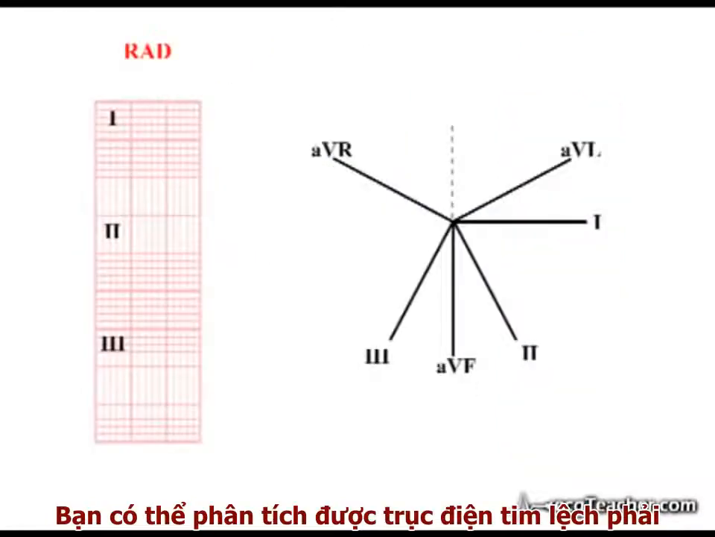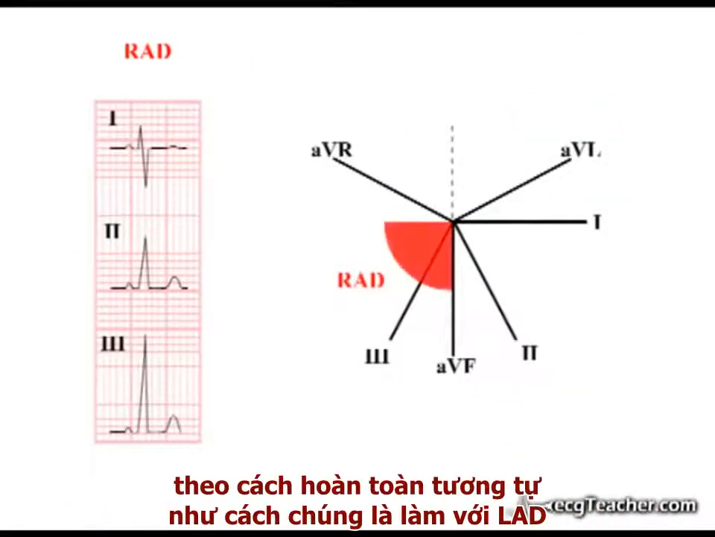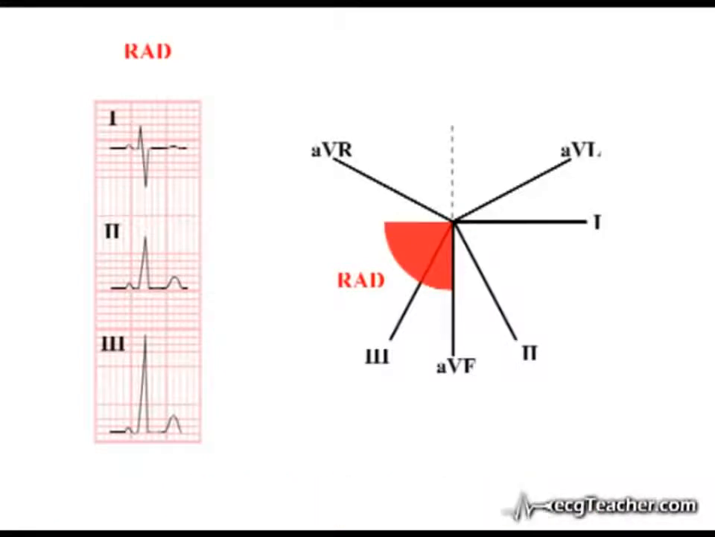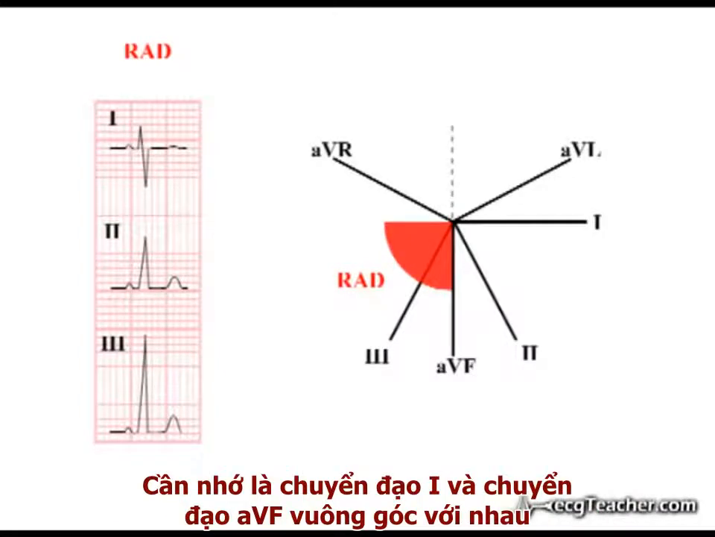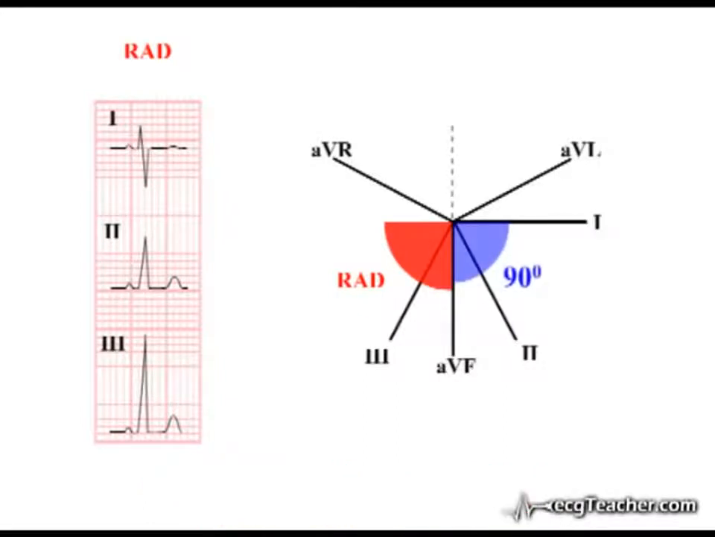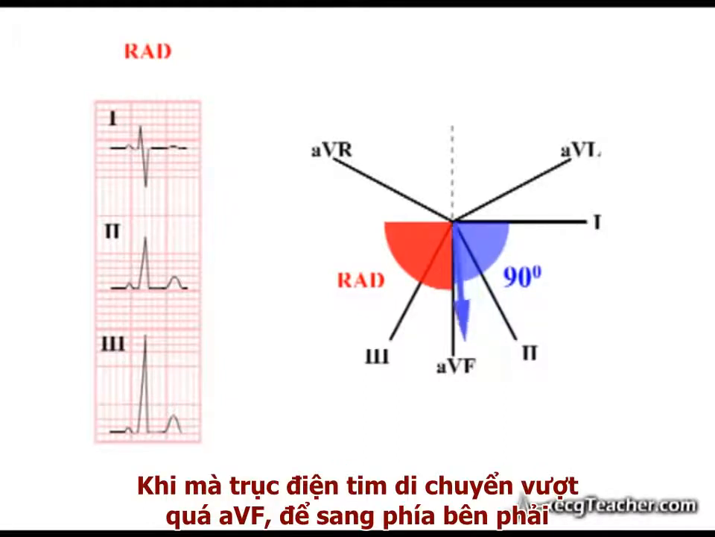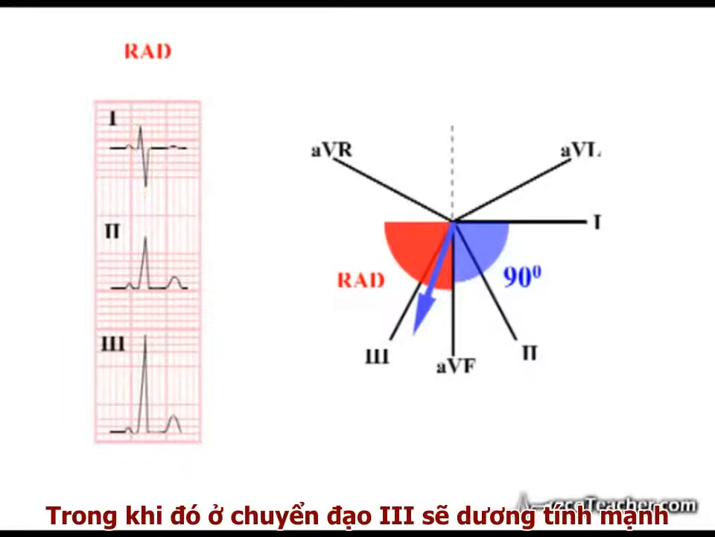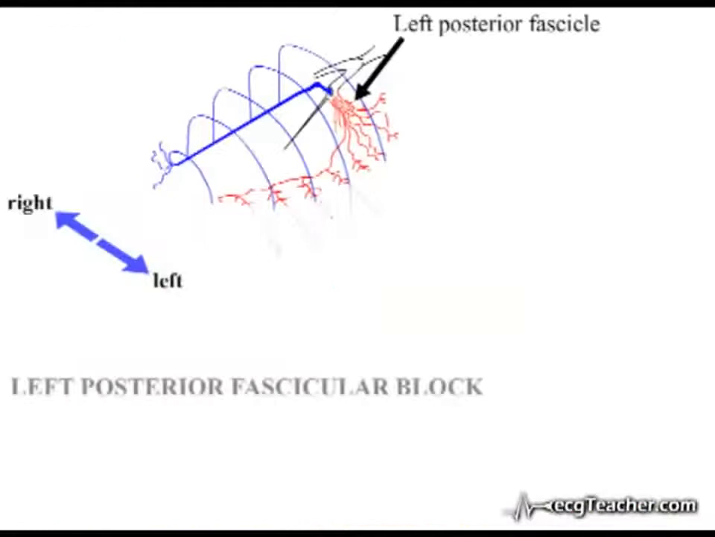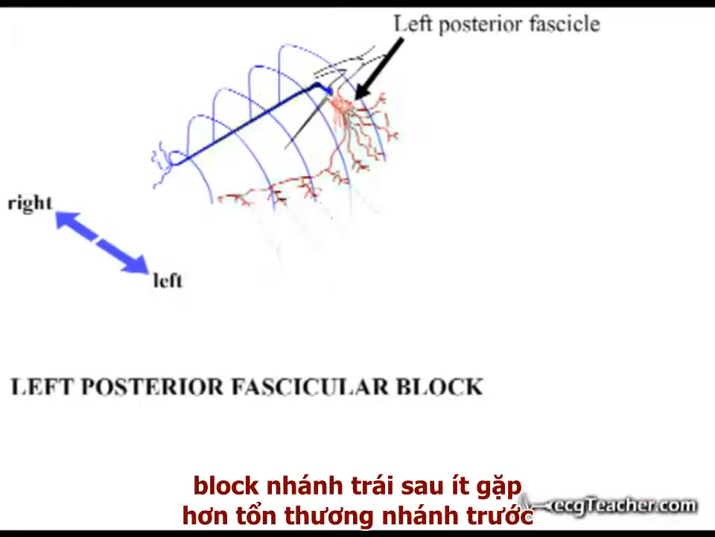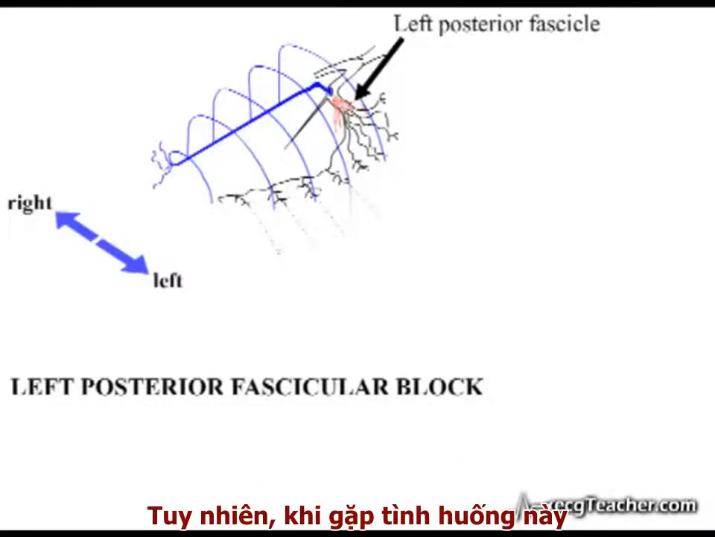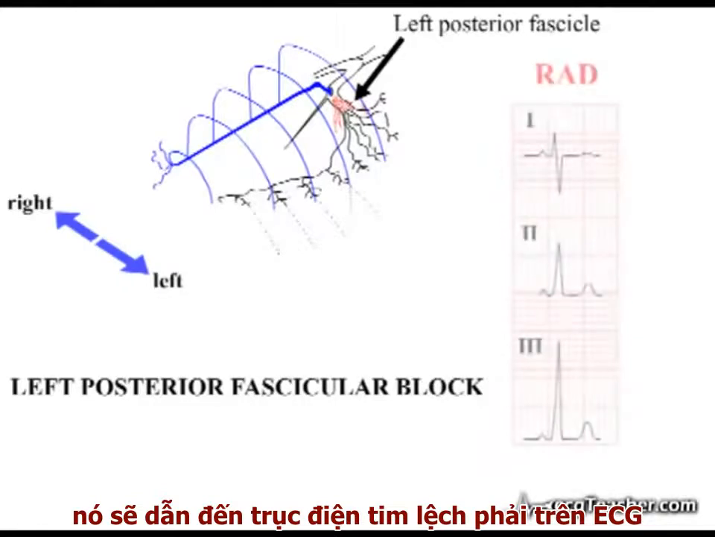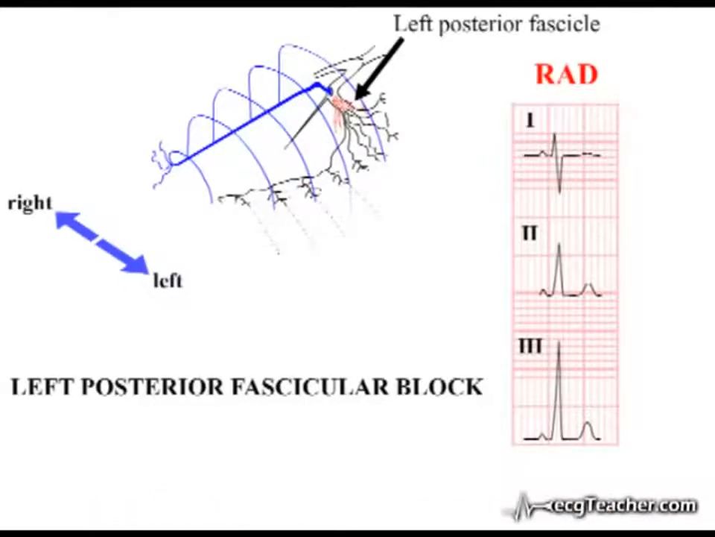You can work out the ECG appearance of right axis deviation in exactly the same way as we did for LAD. Remember, lead 1 and lead AVF are separated by 90 degrees. When the axis moves beyond AVF into right axis deviation territory, the QRS complex in lead 1 becomes overall negative, while that in lead 3 remains positive. Left posterior fascicular block is less common than damage to the anterior fascicle. However, when this situation does arise, it results in right axis deviation on the ECG.